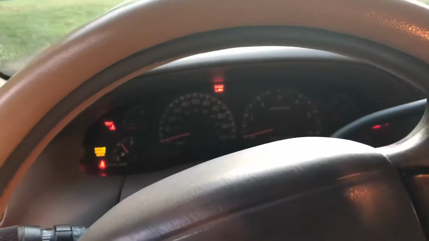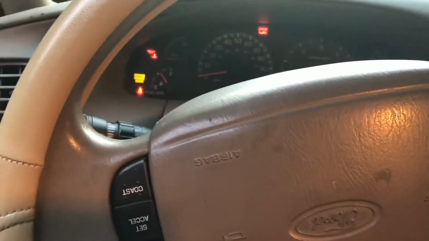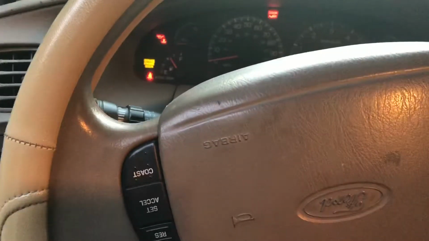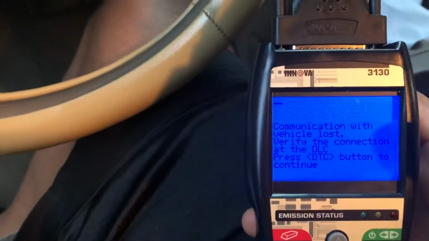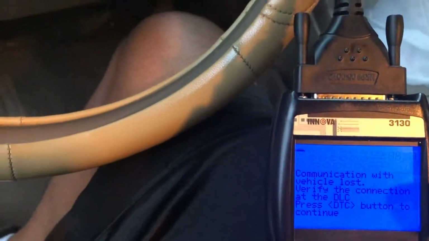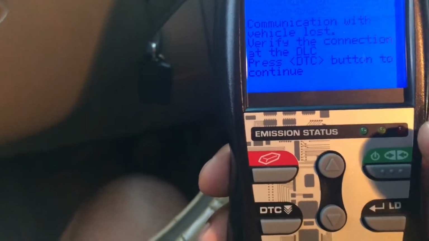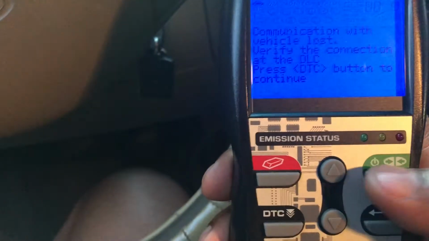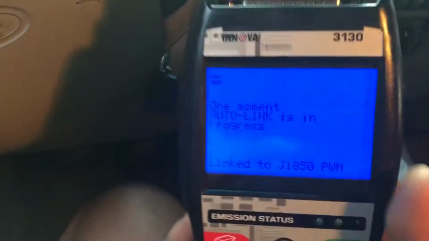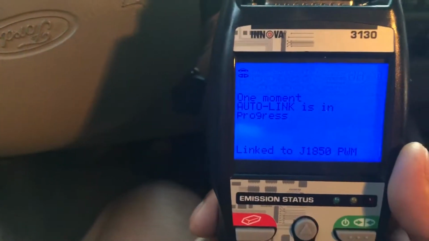Check engine light is on my 2000 Ford Expedition, so I'm gonna take you along with me as I try to figure out what's going on with it. So I've got my Nova 3130 here, and let's go ahead and pull the codes on it. Key in the on position. Let's see, let's link up here.